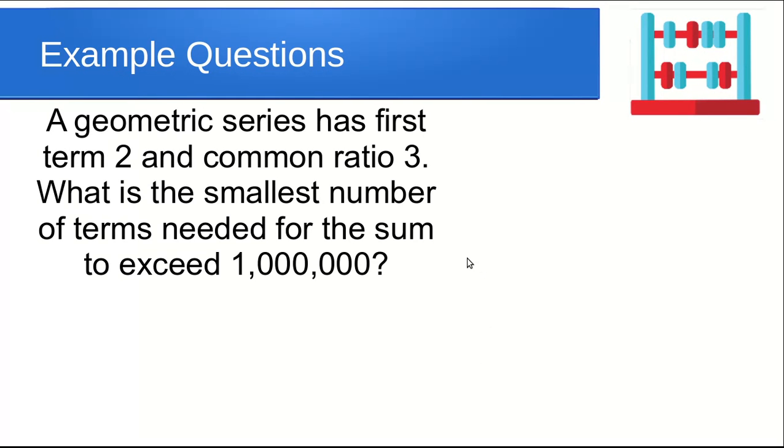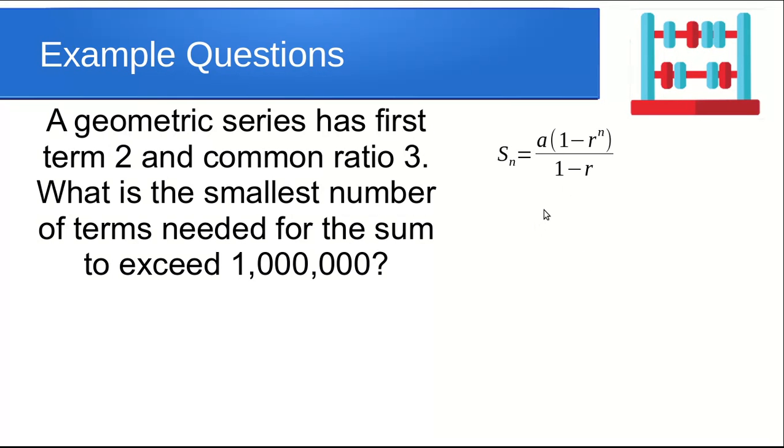A geometric series has first term 2 and common ratio 3. What is the smallest number of terms needed for the sum to exceed 1 million? And this shows very powerfully how big geometric sequences become. And they do become very large very quickly. Okay, we're going to be using this formula because we're dealing with the sum of a sequence this time.